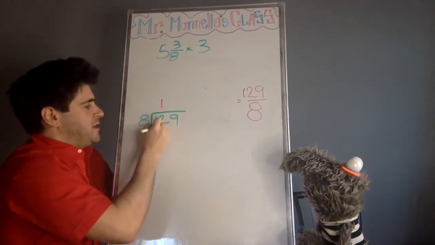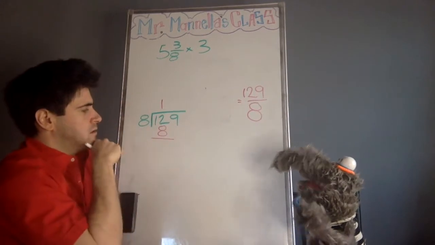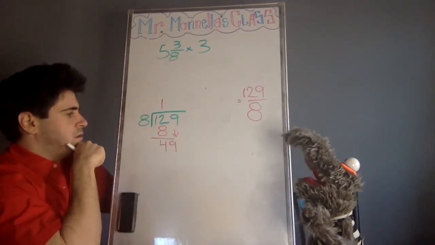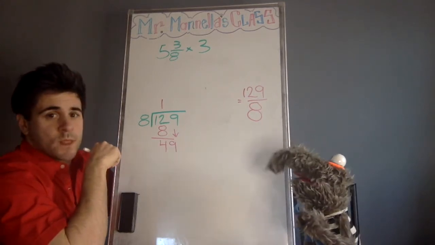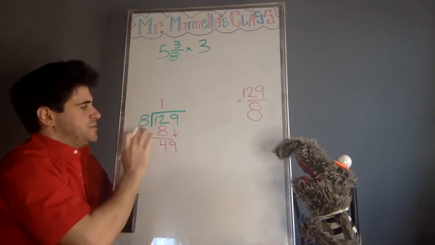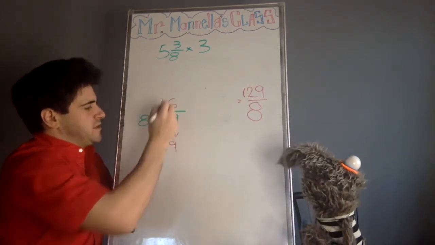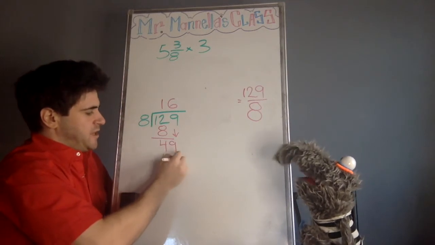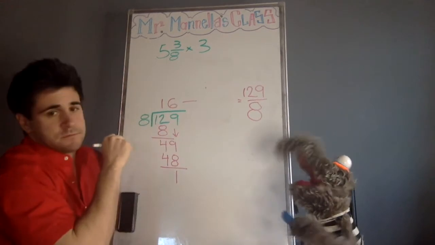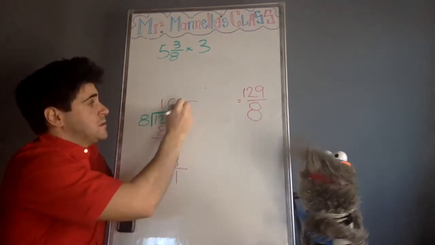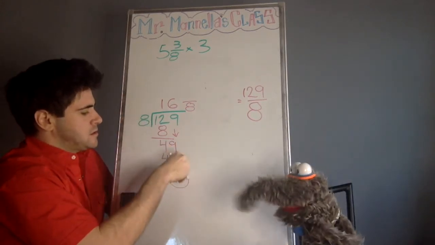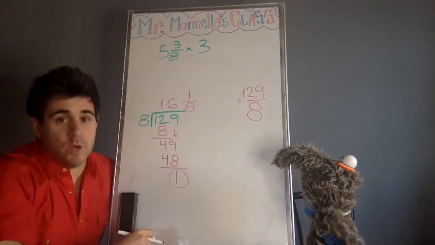So we put our 8 down here. Subtract, you get 4, bring down the 9. Is 6 times 8 48? It is, because 7 times 8 is 56, so that's too much, but 6 times 8 is 48. Put our 6 there. 48 here. Subtract, you get 1. So what's our denominator? It stays the same, it's 8. And our remainder is the numerator. 1/8. 16 and 1/8.